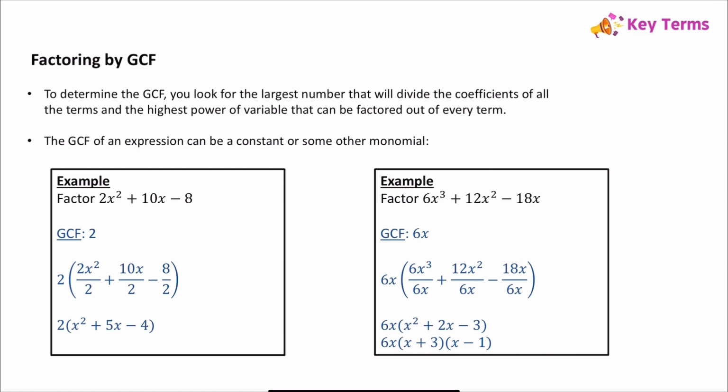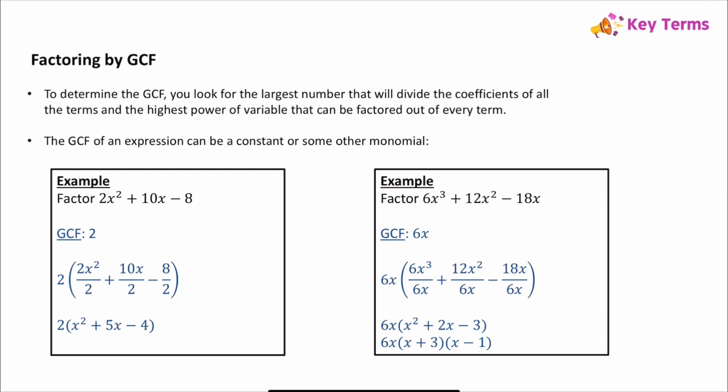If we're going to factor 6x cubed plus 12x squared minus 18x, notice that each of these terms is divisible by 6, so we have a GCF of 6, and also notice that the highest power of x we can pull out of every term is x. So we're just going to write our GCF as this monomial, which is 6x, because every term in this polynomial is evenly divisible by 6x. So we're going to write the 6x in front, and then we're going to do 6x cubed over 6x, 12x squared over 6x, minus 18x over 6x, and then we're going to simplify. So that gives us 6x times x squared plus 2x minus 3.